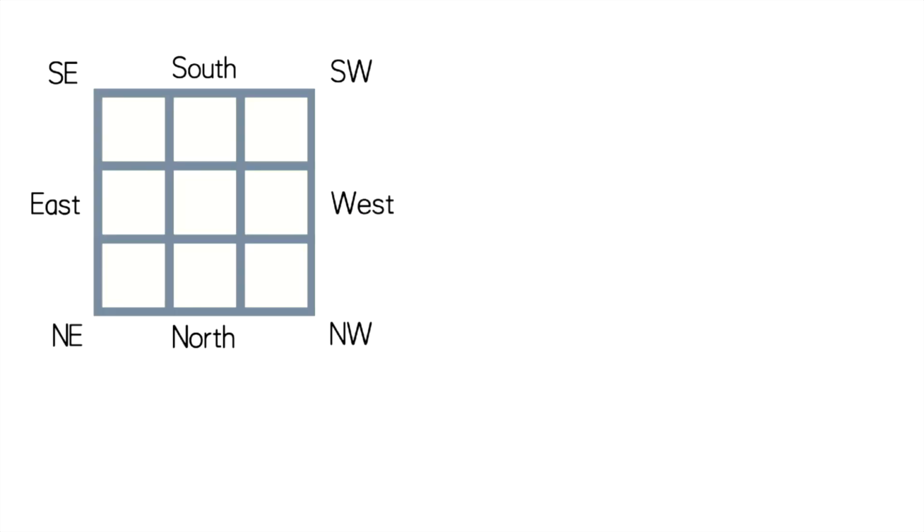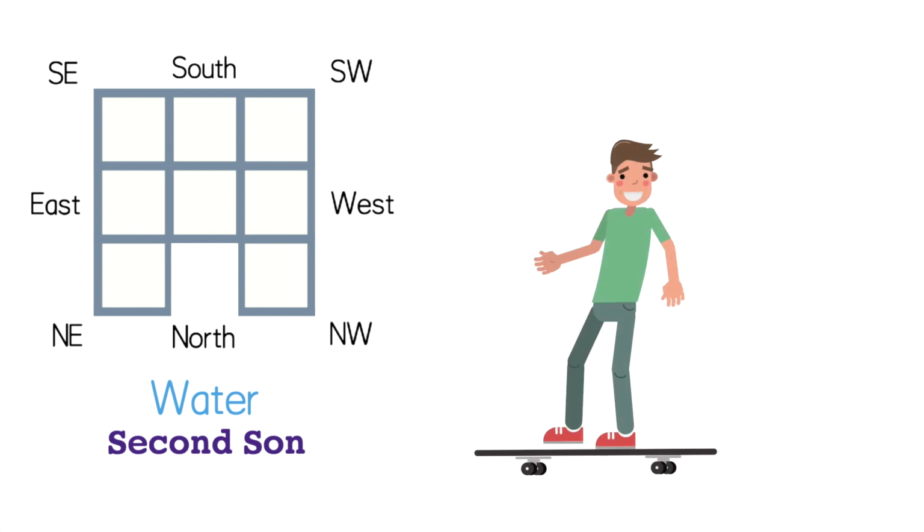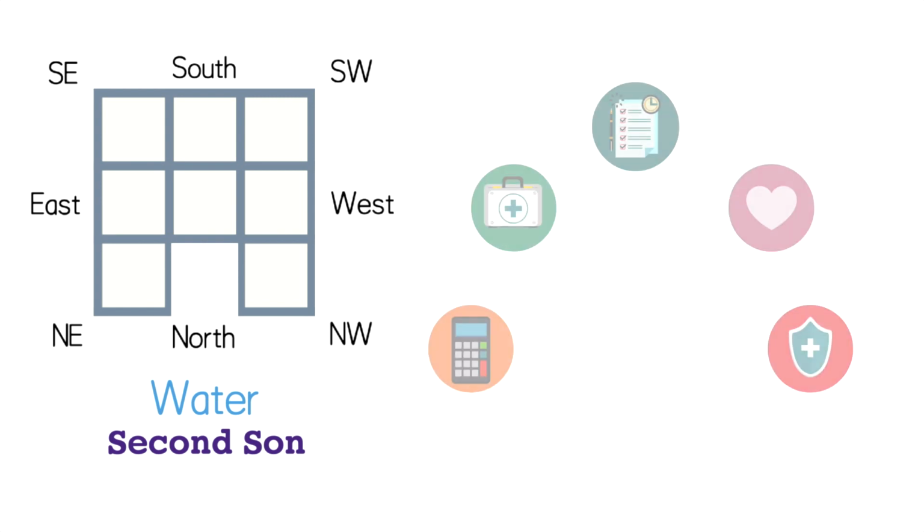If your house is missing an area in the north, which belongs to the water element, this is not good Feng Shui for the second son of a family, because according to the Later Heaven Bagua, north represents the second son. So a missing area in this direction could have negative effects upon the second son in many ways, such as his health, study, career, or relationships.